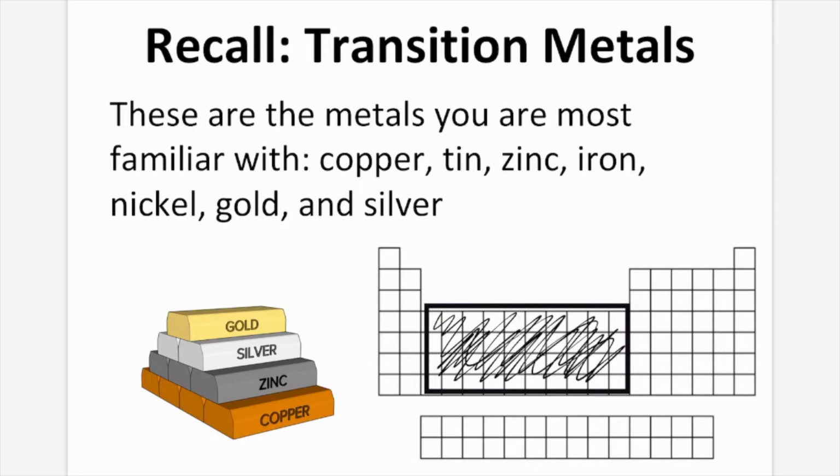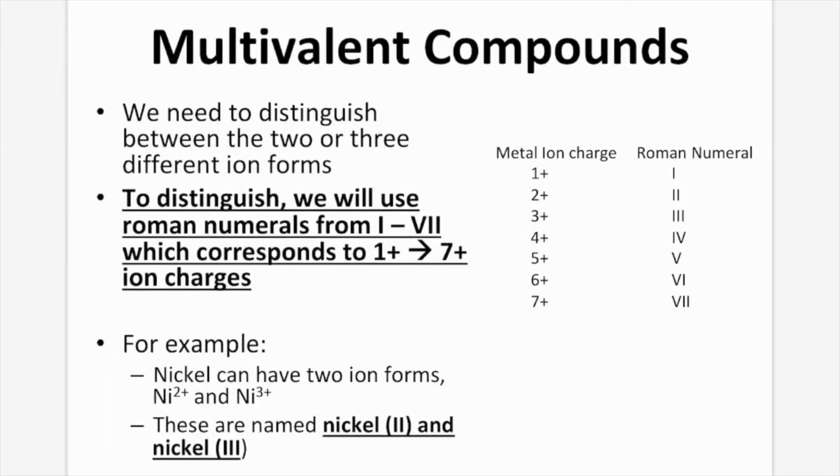Most of them are going to be multivalent, mind you, but there's also going to be a few other ones in the other spots, namely over here, that are also multivalent, that you're going to need to be told of ahead of time. Multivalent compounds. So we need to distinguish between 2 or 3 different ion forms.